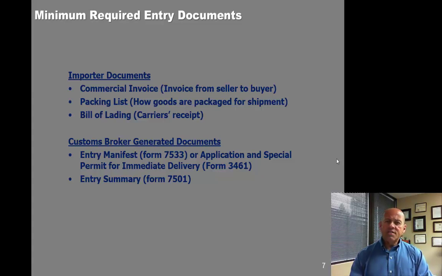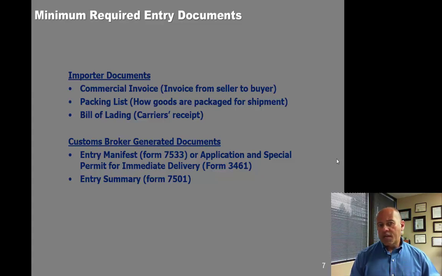Customs brokers, once they clear your goods, generate other types of documents. They generate an entry manifest, a permit for immediate delivery, in other words, notifying customs of the entry, and then finally an entry summary. An entry summary is a document that you will receive that will be a summary of your import transactions, indicating things like the goods, the duty rate, and what other customs fees were included in that transaction.